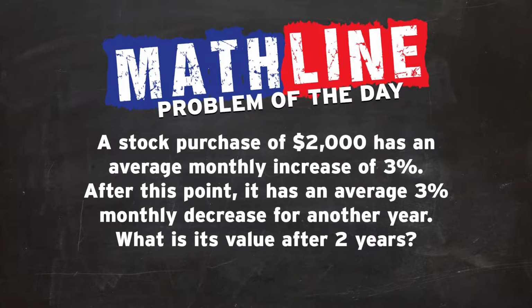A stock purchase of 2,000 has an average monthly increase of 3% for a year. After this point, it has an average 3% monthly decrease for another year. Ooh, this is a lot of stuff going on. What is the value of it after 2 years?